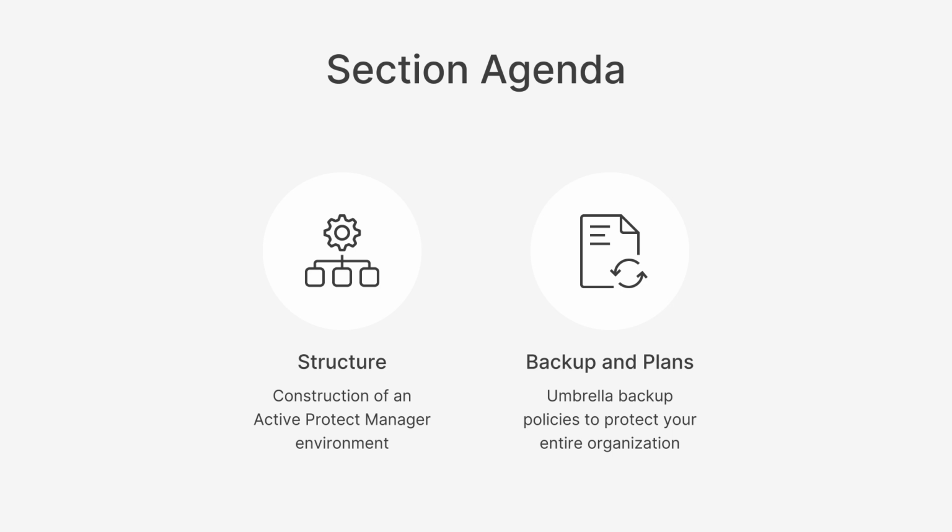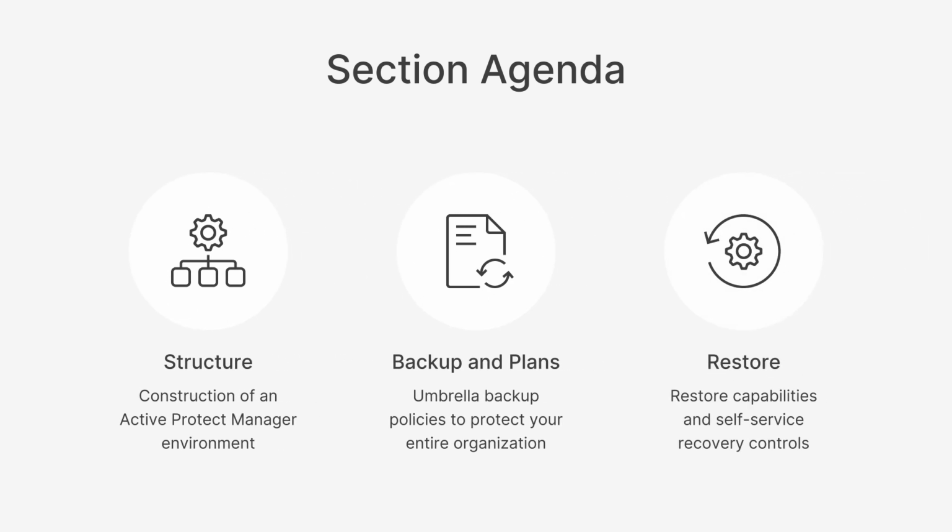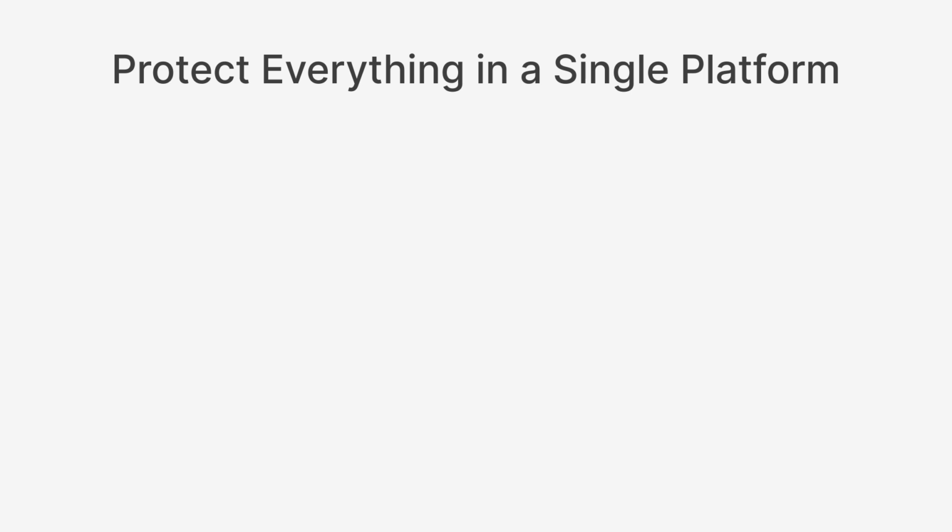So we're going to move into plans after structure because the plan settings are heavily influenced by what you've set up on the infrastructure side of things for ActiveProtect Manager. We're finally going to round things out with some restore capabilities and self-service recovery options for your users inside of this enterprise ActiveProtect Manager environment. First, on our discussion of the overall construction and structure of ActiveProtect Manager, we're going to look at what it can protect and its overall backup strategy.